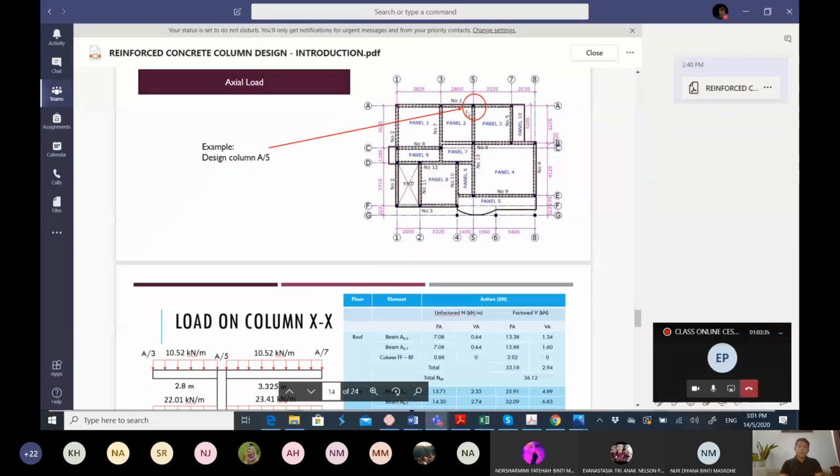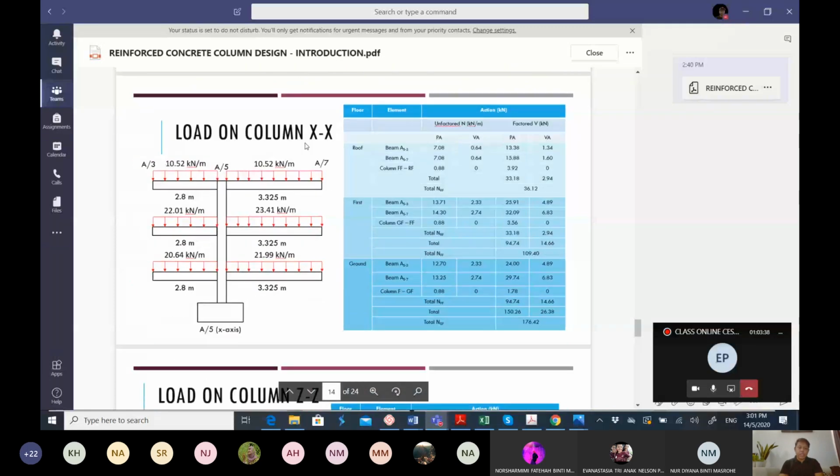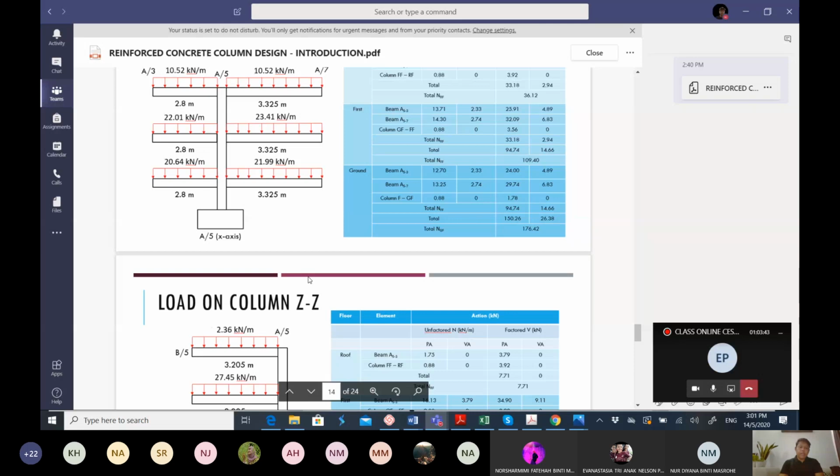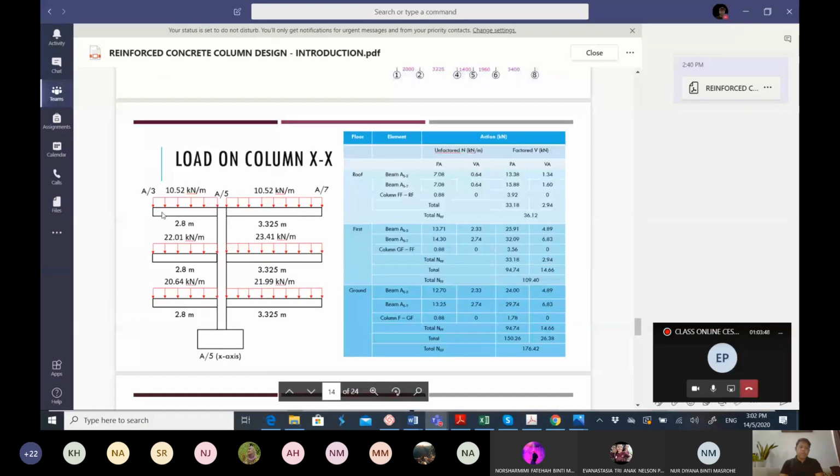For the NED, we will analyze each of the beams that are connected, in both directions, X and Z. We have to calculate the load on top of this beam and also on top of this beam. Then we will transfer the load from these beams to this column. For example, we have a 3-floor column, 1, 2, 3. For each floor, they will have their own NED here.